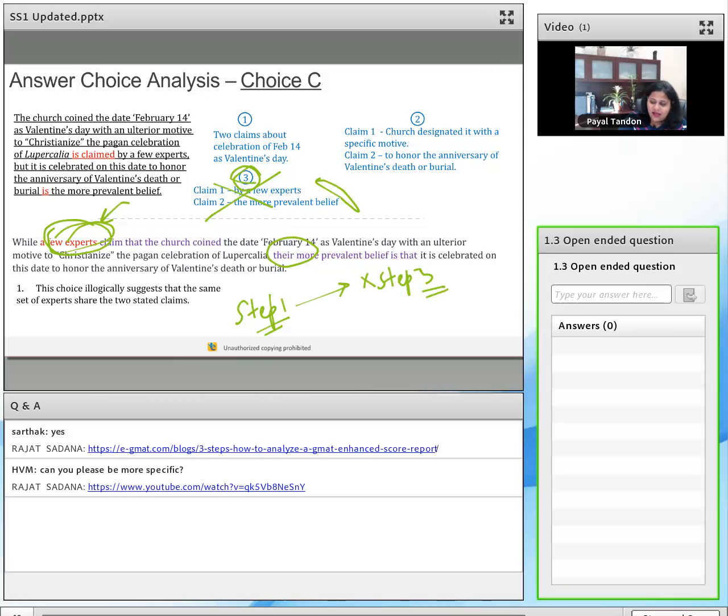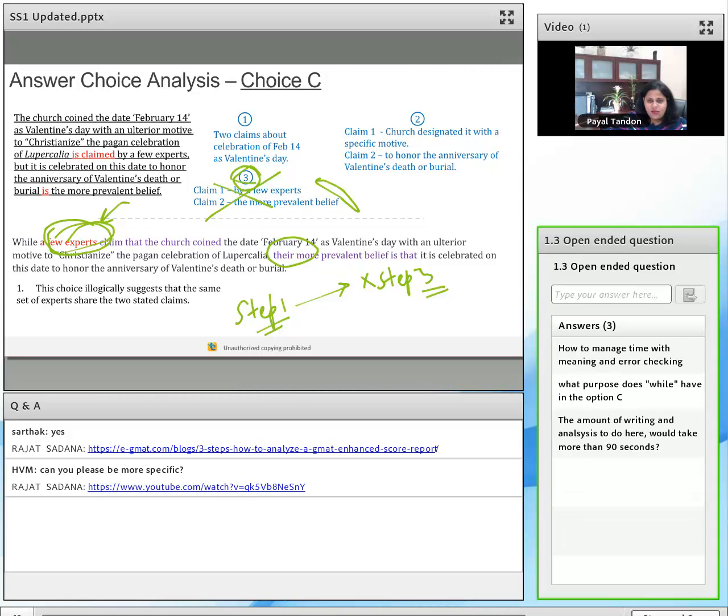And this again boils down to how you should be solving questions as you are learning the method. So I want to hear from you before I go further, and I'll talk about the correct choice as well. The correct choice is choice E, by the way. But tell me, what do you think about this? What purpose does while have in choice C? It is presenting a contrast here. How to manage time with meaning and error checking? Okay, I'll talk about that as well.